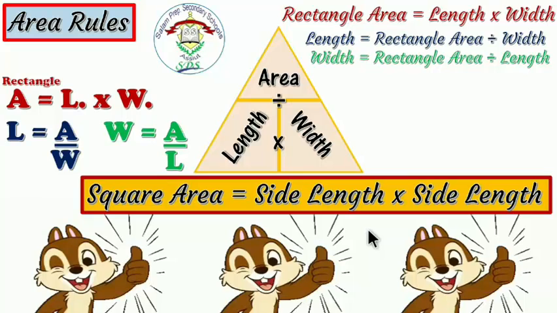Now we will make a summary for the rules. First, area rules. Rectangle area equals length times width. If we need to find length using rectangle area, length equals rectangle area divided by width. Width equals rectangle area divided by length.